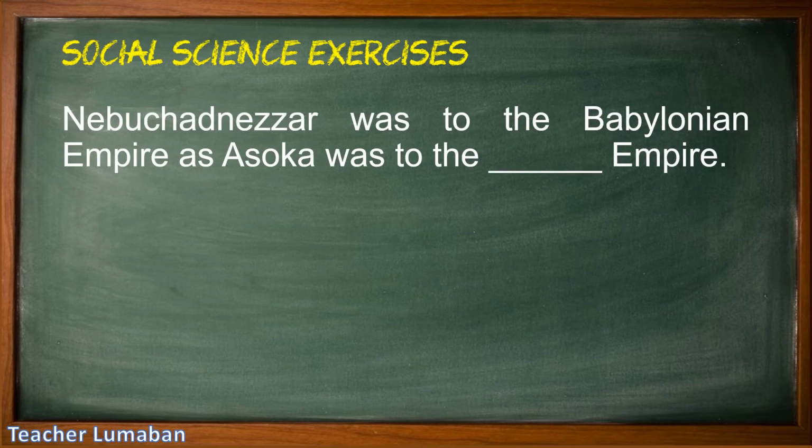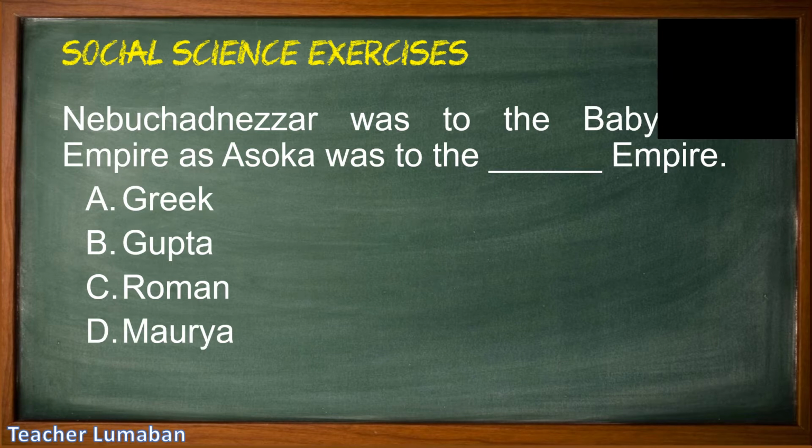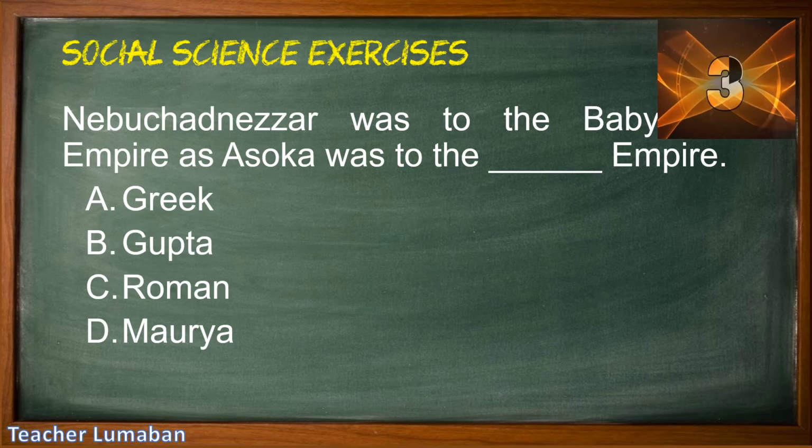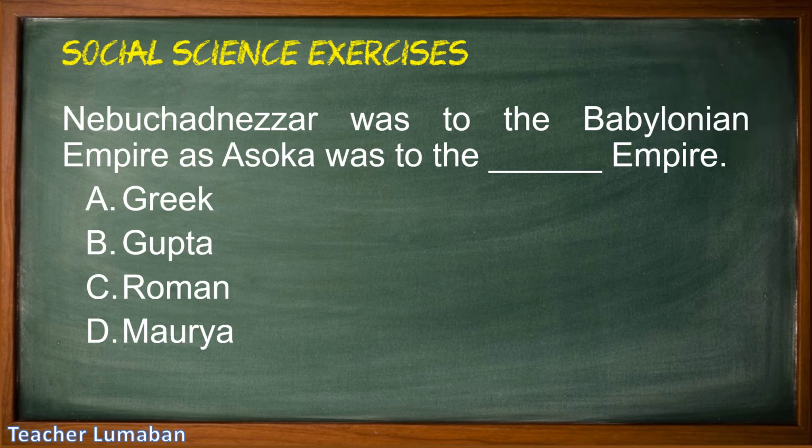Nebuchadnezzar was to the Babylonian Empire as Ashoka was to the blank empire. Letter A, Greek. Letter B, Gupta. Letter C, Roman. Letter D, Maurya. Please choose the suitable answer to the following choices in 5 seconds. 5, 4, 3, 2, 1. The correct answer is letter D, Maurya.